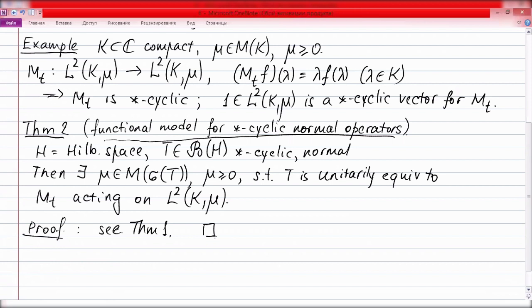Okay, and that's all for today. At the next lecture, our first goal will be to extend this functional model to arbitrary normal operators, that is, operators which are not necessarily star cyclic.